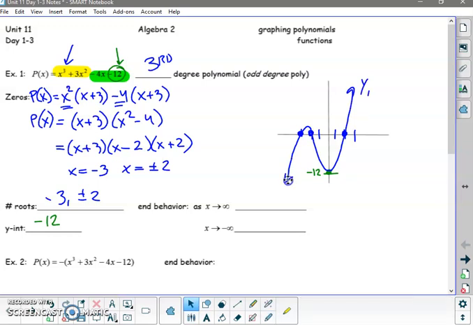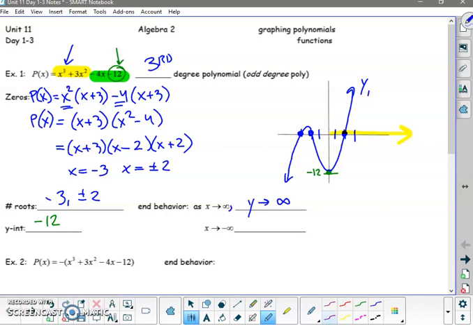So now we've got this thing that's called end behavior. What that means is as x approaches infinity, what is the graph doing? As x approaches -infinity, what is the graph doing? All right, so as x approaches infinity, that means we're moving to the right. So as we move to the right, what is our graph doing? Well, it's going to continue to go up. So if it's continuing to go up, we're going to say that y approaches +infinity.